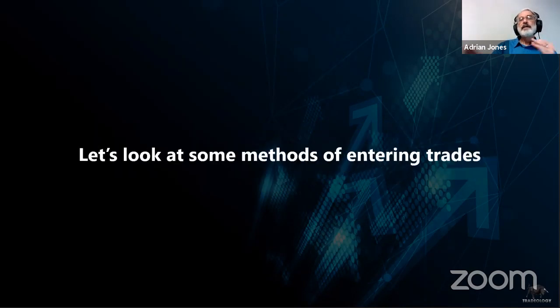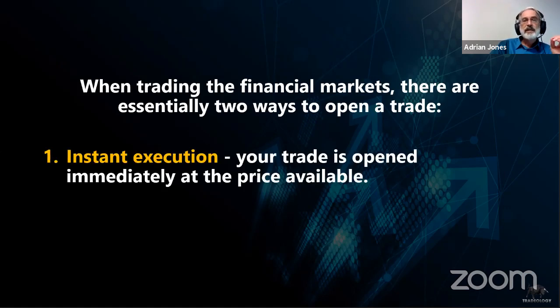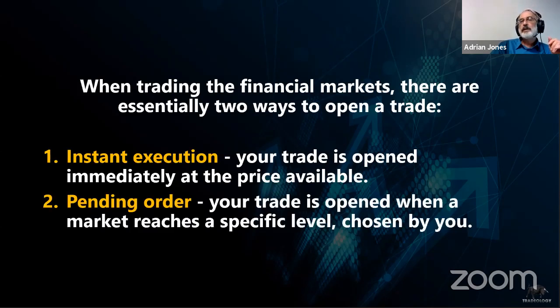So let's look then, as I mentioned earlier in the presentation, at some other methods of entering trades, which are sometimes confused with the stop because of the terminology. But let's just cover them anyway, because they're part of our trading. So we've got various types of orders, right? When trading the financial markets, including Forex, there are essentially two ways to open a trade. One is instant execution. Your trade is open immediately at the price available, as I showed you earlier. And the other is a pending order. Your trade is opened when a market reaches a specific level chosen by you.